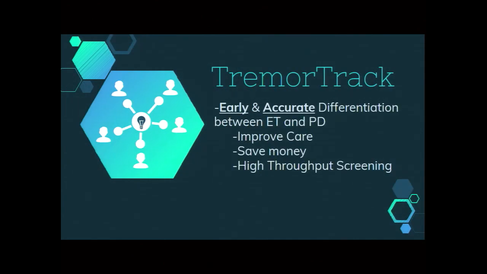That's where we come in, Tremor Track. We're an early and accurate differentiation system between essential tremor and Parkinson's disease. We are able to distinguish between the subtle characteristic differences between the two diseases. Our goals are to improve care, save money, and high throughput screening.